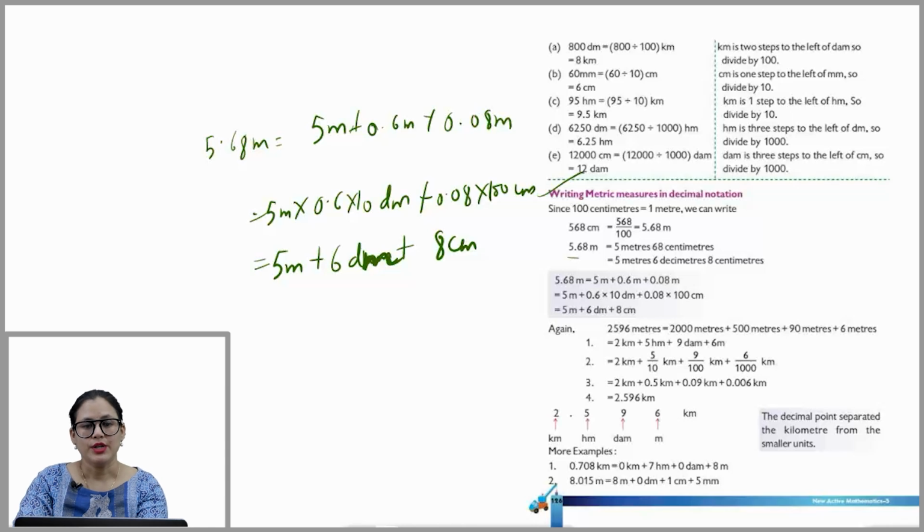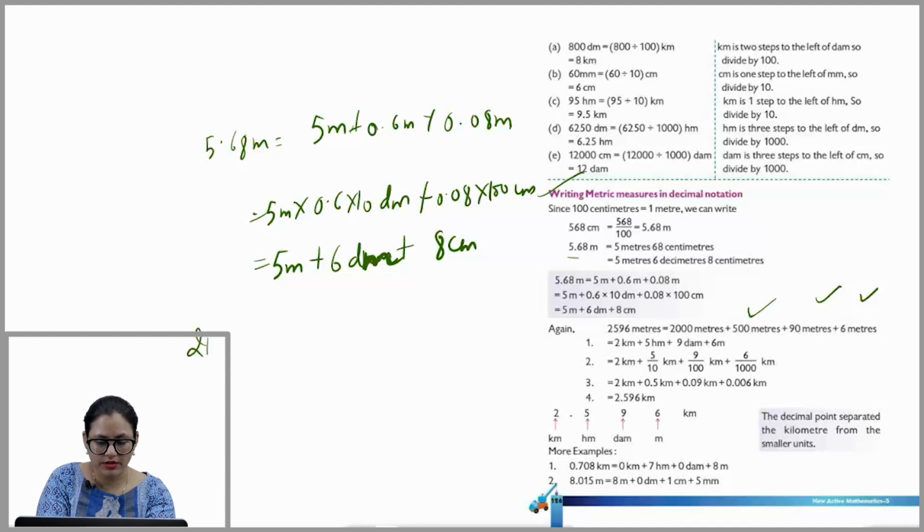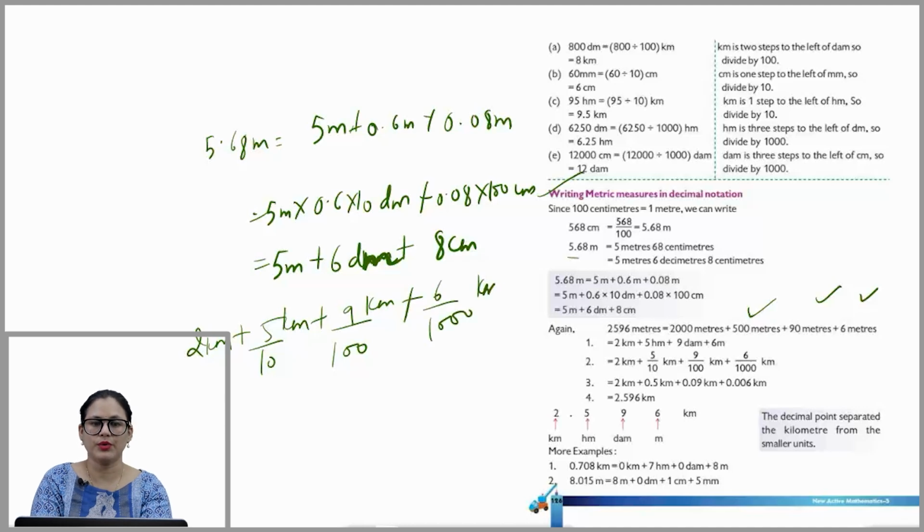Again, 2596 meters is equal to 2000 meters plus 500 meter plus 90 meters plus 6 meters. That is 2 kilometer plus 5 hectometer plus 9 decameter plus 6 meter. How are you going to do this? 2 kilometer plus 5 by 10 kilometer plus 9 by 100 kilometer plus 6 by 1000 kilometer. Same procedure again, we did in this example, same procedure is here.